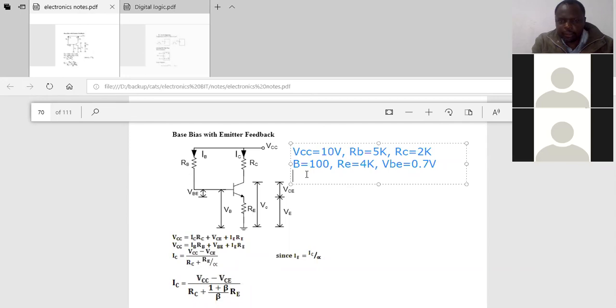Is there anything else that you are required to get here? I think that's all. Then I'd ask you to get the currents IB, IC, IE, then you get VC. Yeah, I think those are the ones which I required you guys to get. Did you try to get the values for this? What were you getting for IB? Anybody who tried the question?